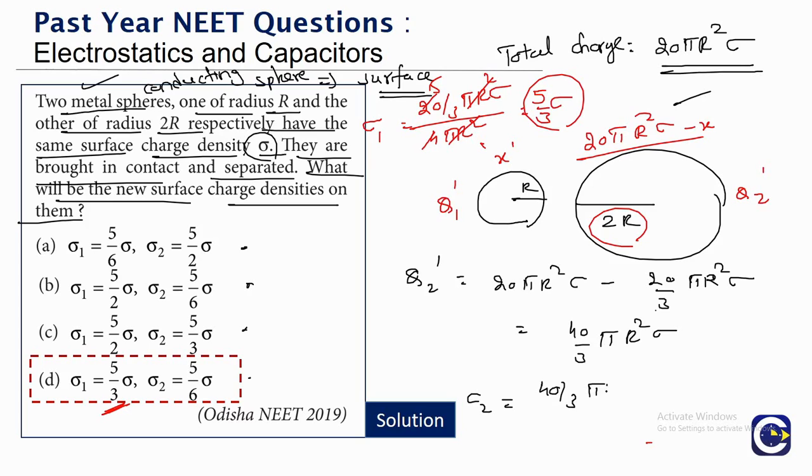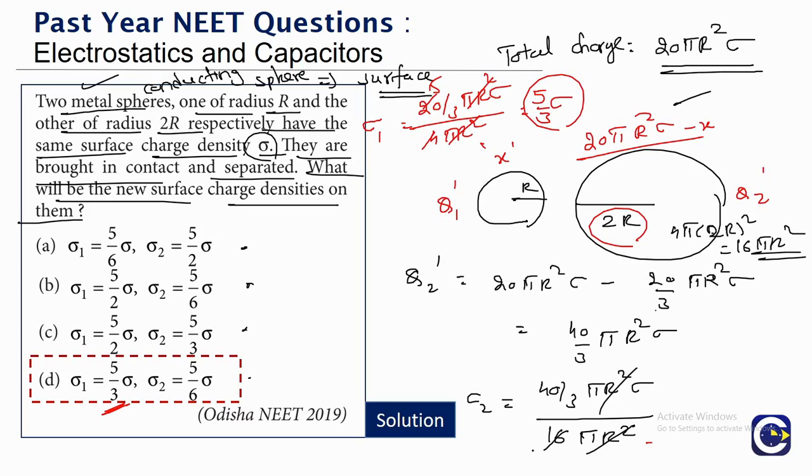Charge divided by surface area. What is the surface area? 4 pi into the radius square. What is the radius? 2r. So totally what is the surface area? 2r square means 4r square, right? Which is what? 16 pi r square. That is the surface area.